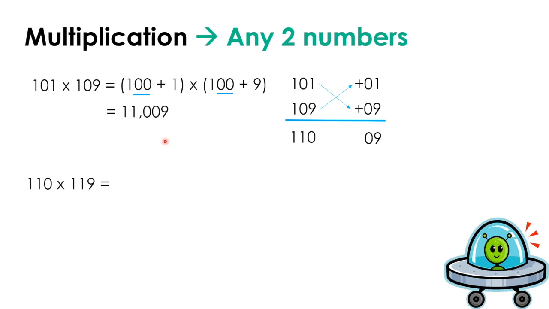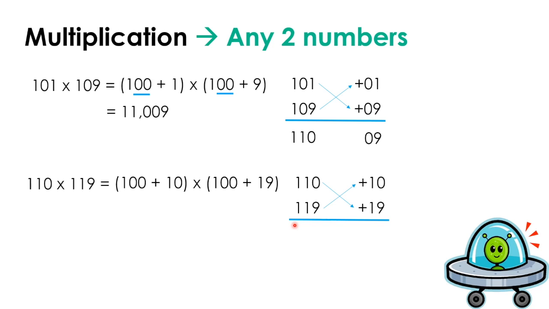Come, let's try another example. 110 times 119. 100 plus 10, 100 plus 19. You put these numbers over here. You put 10 and 19 over here. 10 times 19 gives you 190. 110 plus 19 gives you 129. Similarly, 119 plus 10 also gives you 129.